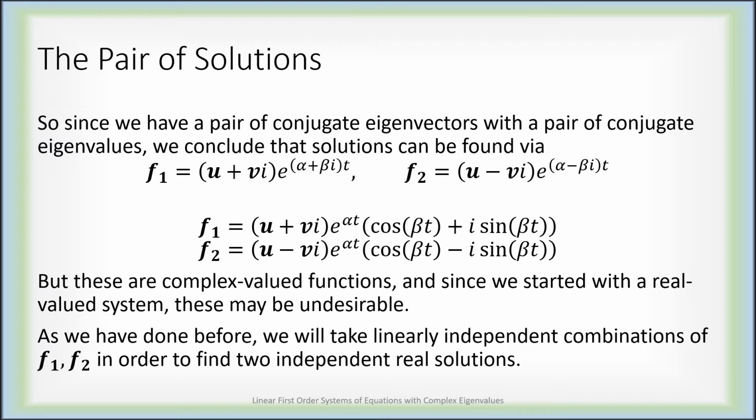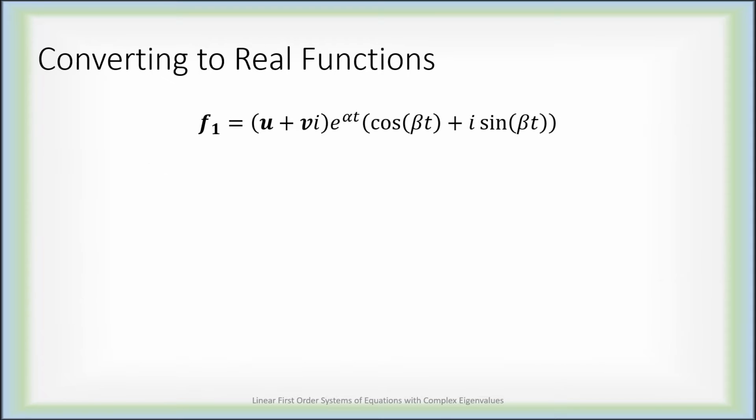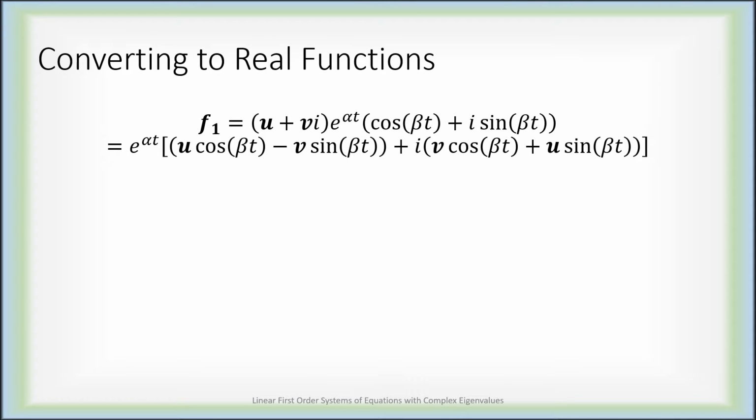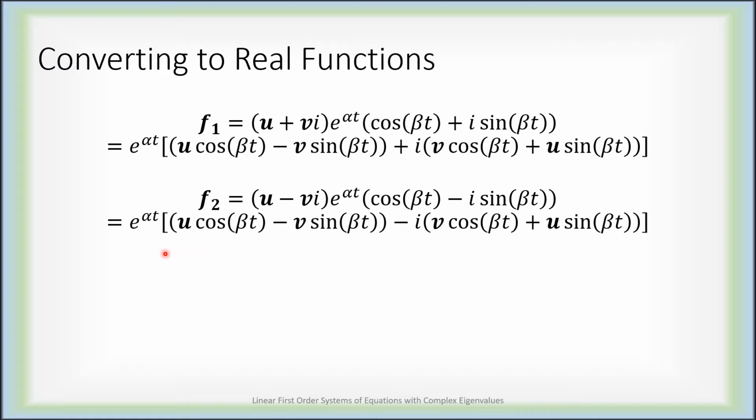These are complex valued functions, and the goal is to convert these into two linearly independent real valued functions. So what we're going to do is come up with a clever combination of f1 and f2 that produce real valued functions which are linearly independent. So here was f1, expanded all the way out, where now we're taking u plus vi and multiplying it across this whole thing. u and v are vectors, but we do still have this i here. So for example, vi times i sine of beta t is going to give me this negative v sine of beta t. So we collect the real terms here and the imaginary terms here. For f2, we're going to do the same thing, expand out that u minus vi and collect real terms versus imaginary terms. So now we have f1 and f2 fully expanded out.